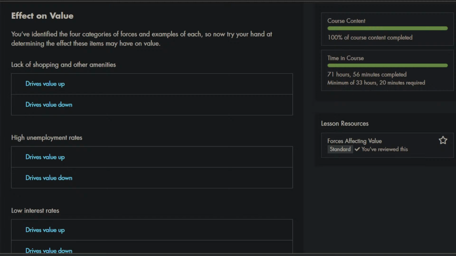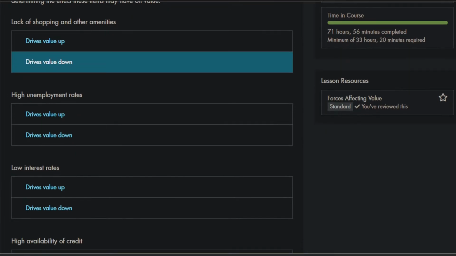All right, effect on value. You've identified the 4 categories of forces and examples of each. So now try your hand at determining the effect these items may have on value. Do these things drive the value up or drive the value down? Lack of shopping and other amenities, do they drive the value up or down? They drive the value down.